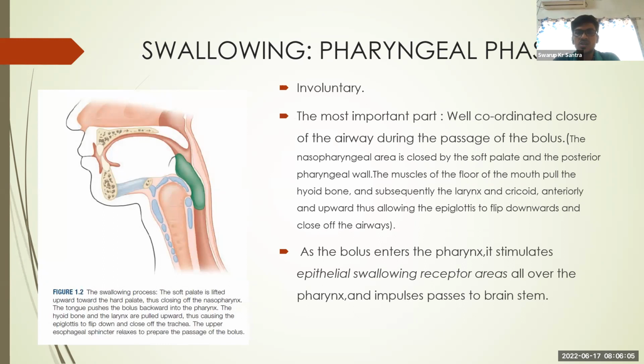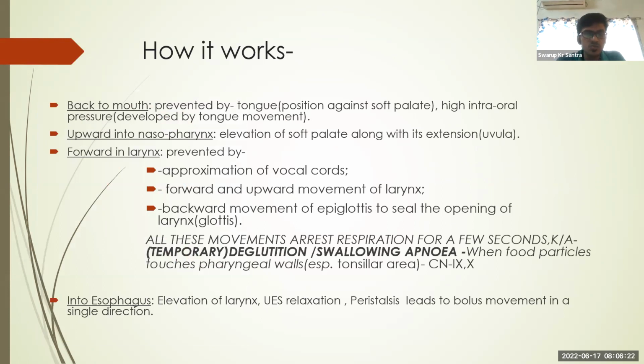The most important part of this phase is a well-coordinated closure of the airway during the passage of the bolus. When the bolus enters the pharynx, it stimulates the epithelial swallowing receptor areas all over the pharynx, and impulses pass to the brainstem. There are a few openings through which the food may go: it can come back to the mouth, it can go upwards into the nasopharynx, or it can go forward into the respiratory system, in the larynx. All of those are prevented by different mechanisms.